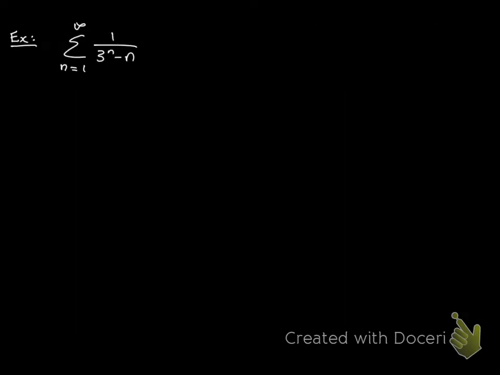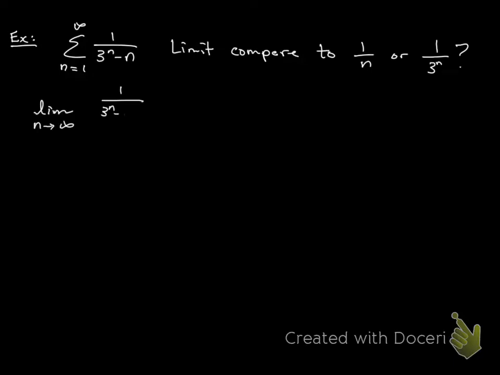We determined that we cannot directly compare here because in the direct comparison test the inequality doesn't go the way we want it to. So again, we have two choices. We can try to compare to the geometric or the harmonic series. So let's try our limit comparison test with 1 over n or 1 over 3 to the n. Let's set things up first with 1 over n.